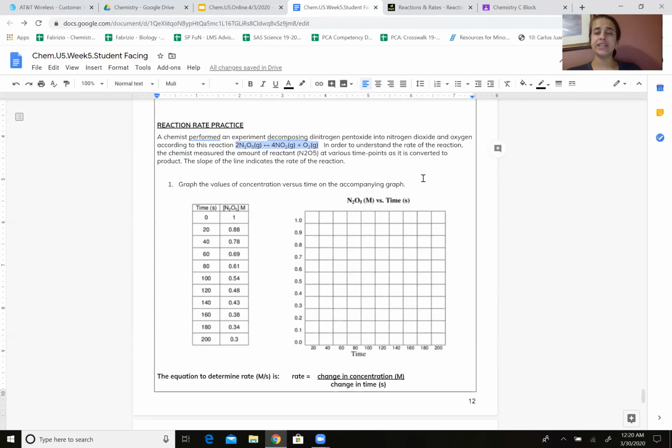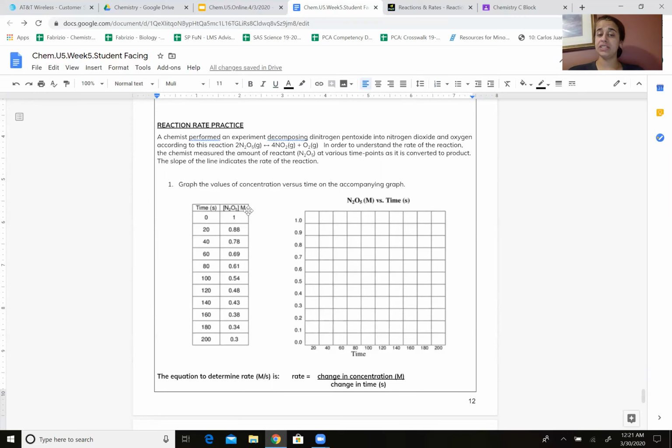In order to understand the rate of the reaction, the chemist, which is you, measured the amount of reactant, the N2O5, at various time points as it converted to product. The slope of the line indicates the rate of the reaction, the slope of how fast it's converting the reactant into product. We see our reaction over here is going down as time goes up. That's the rate of our reaction.